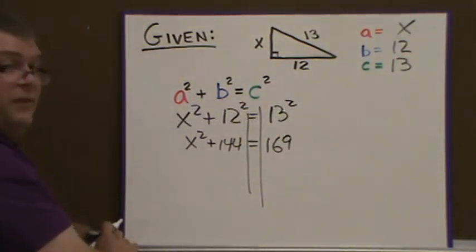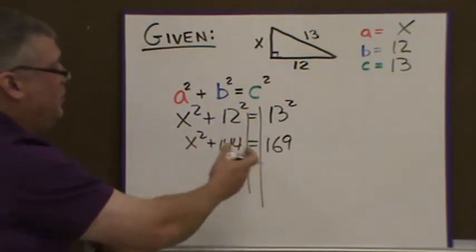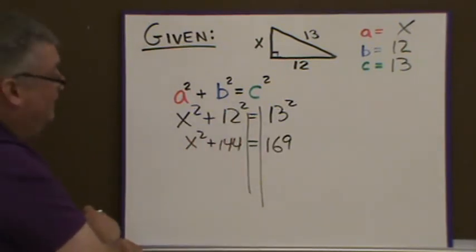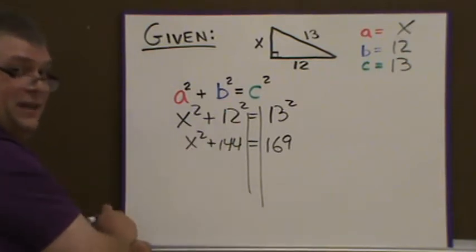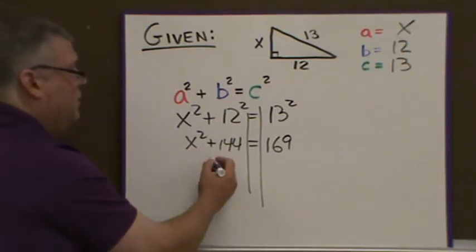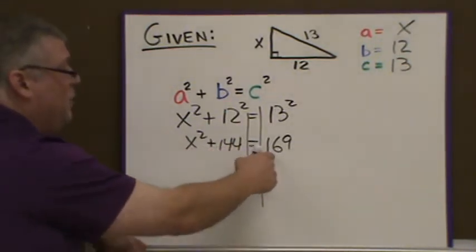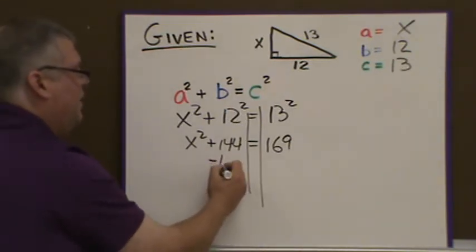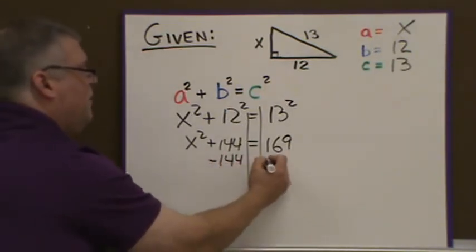Now this was a little different from the last one because these two numbers are on opposite sides of the equal sign. So I can't add them together. Instead, I'm going to have to do the opposite operation to get this 144 to the other side. I'm going to subtract 144.